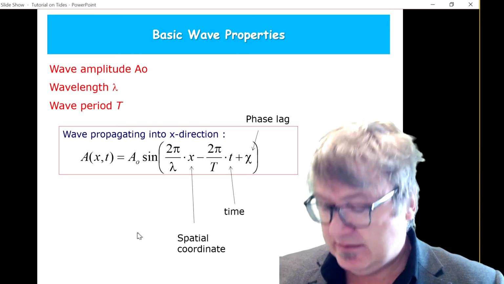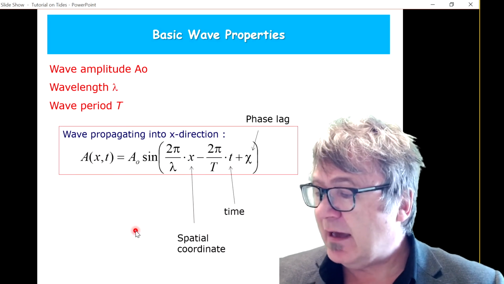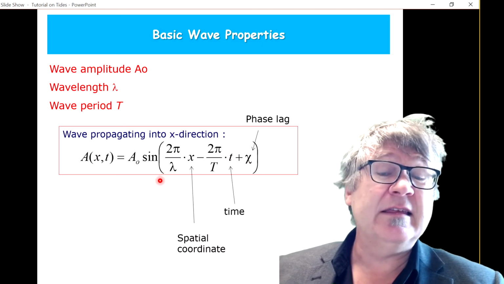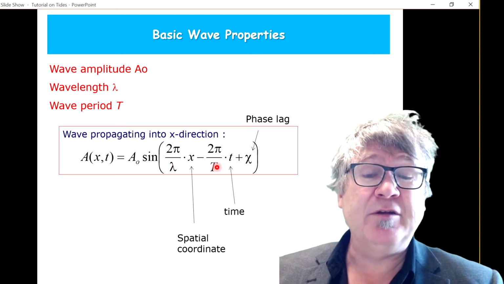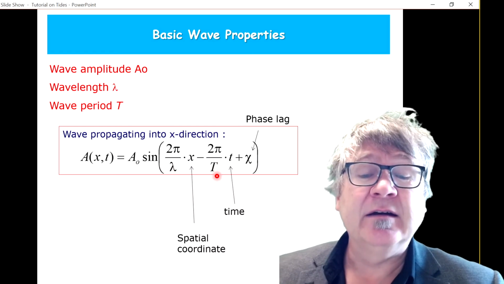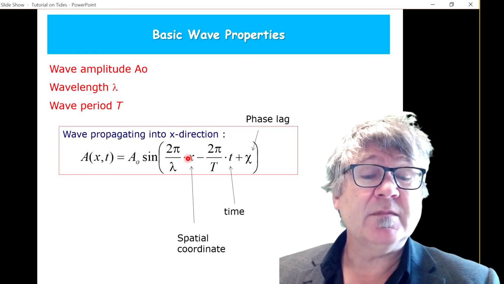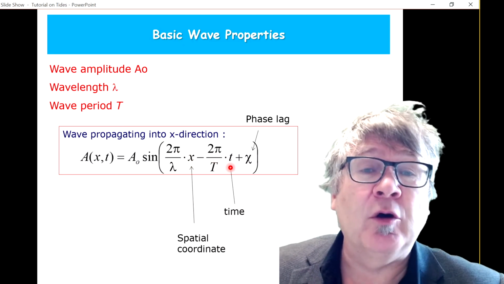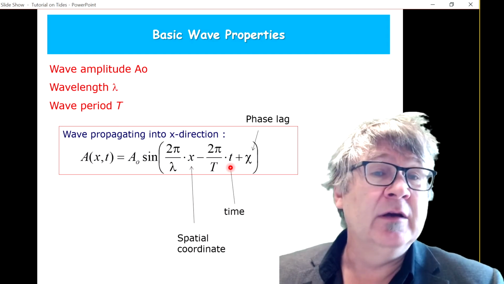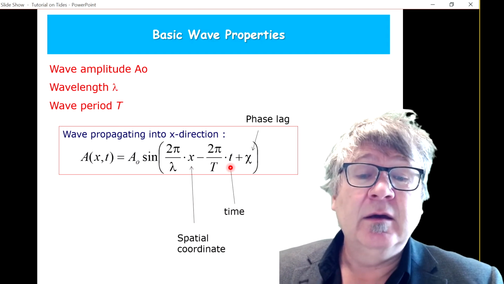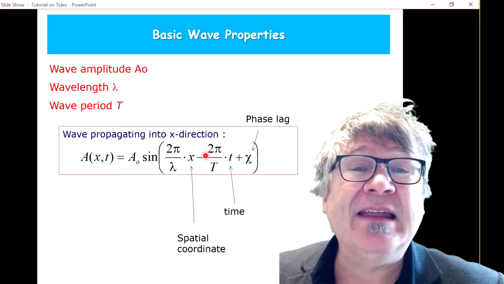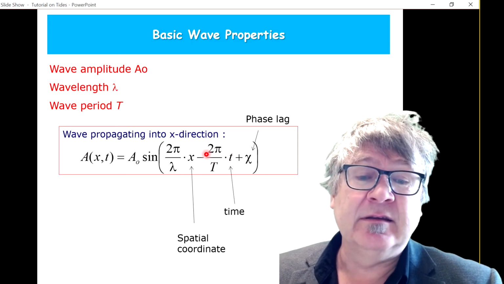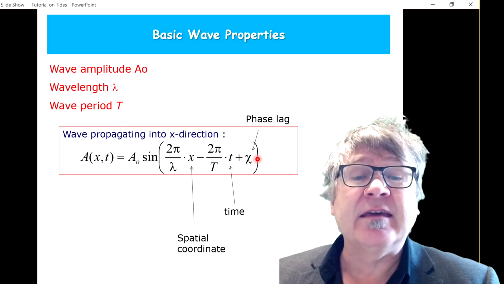I should also mention, just for completeness, what's in the argument of the sine function. Let's get the laser pointer activated, yay! In this argument of the sine function, you can see that there's the wavelength in there, there's the period in there, and the variables are spatial coordinates and time. We just assume a very simple wave that only propagates in the x direction, in one direction, say to the east. The 2 pi just refers to a complete cycle. You know that the sine function is in radians, and we also have a phase lag here.